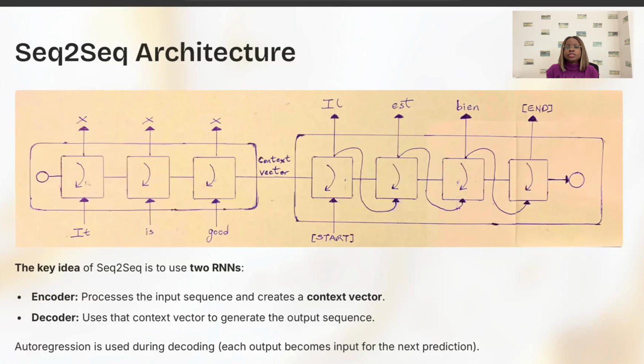Now the decoder starts with a special token, commonly written as start. And then when it starts, it begins to generate word for word, as you see, using the auto-regression technique. And then when it's done, it uses another special token that says end. I hope you understand that. Let's go on.